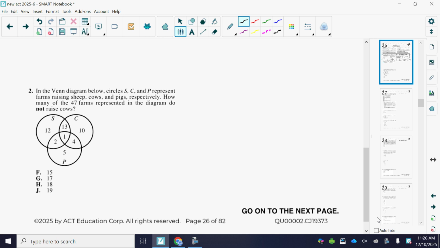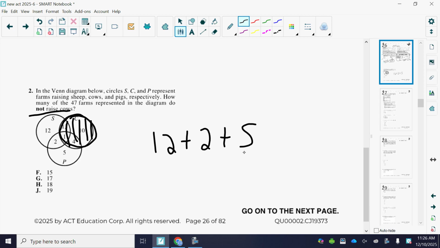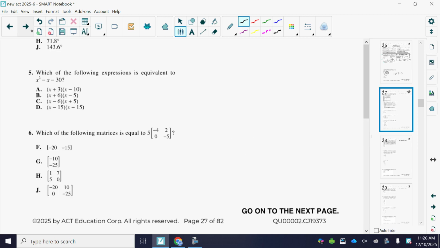Here's a cool one. They like the Venn diagram. It says, who does not raise cows? So you circle the cows area. These are all the people involved with cows. Who are the people not? 12 plus 2 plus 5. 19 is the correct answer.